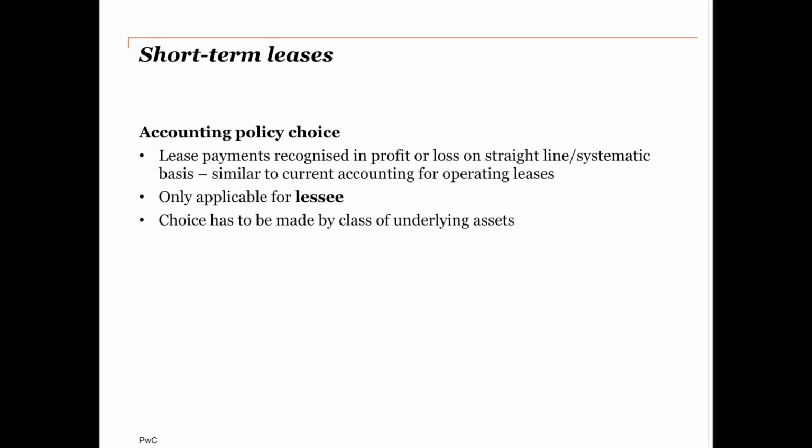First of all, the new standard provides an exemption for short-term leases. For short-term leases, a lessee can choose not to recognise a right-of-use asset and a lease liability, but to instead account for the contract in a way similar to current operating leases. This means that lease payments are recognised in profit or loss on a straight-line basis or another systematic basis. It's important to note that the exemption for short-term leases is only available to lessees. Furthermore, the choice is to be made consistently for each class of underlying asset.